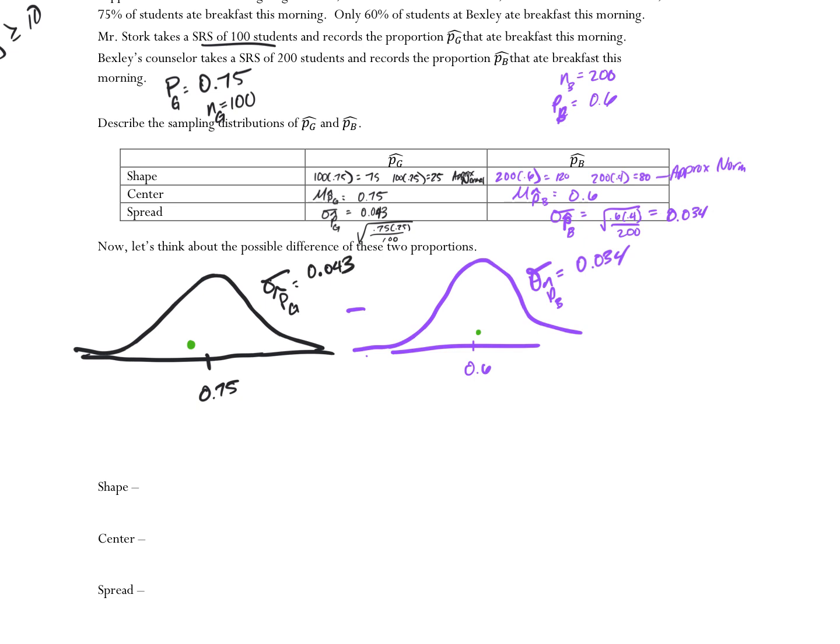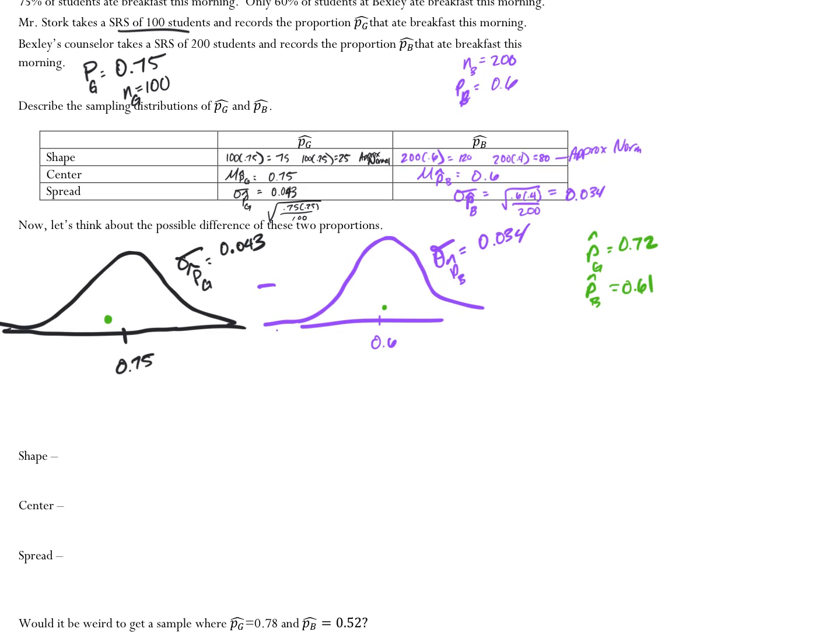I'm realizing I had the wrong standard deviation there. Okay, is everybody good? If those were the two samples I drew, my p-hat for Grandview would be, let's call that 0.72, and my p-hat for Bexley would be 0.61. So what would my measurement of the two be? I would subtract those two things, and so my difference would be 0.11, yeah? There's an 11% difference between those two samples.